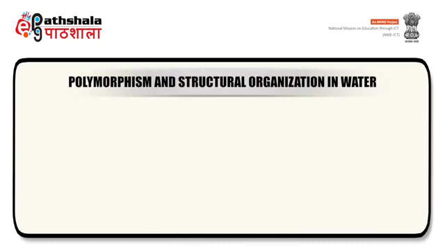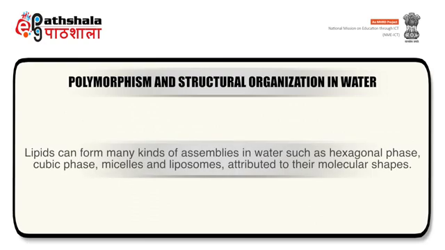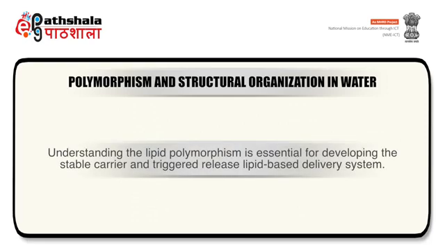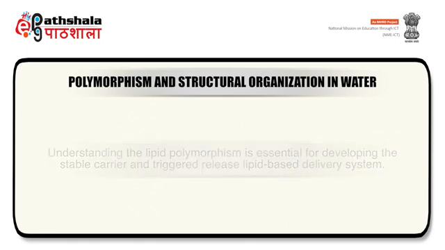Second property, polymorphism and structural organization in water. Lipids can form many kinds of assemblies in water such as hexagonal phase, cubic phase, micelles, and liposomes, attributed to their molecular shapes. Understanding the lipid polymorphism is essential for developing the stable carrier and triggered release lipid-based delivery system.